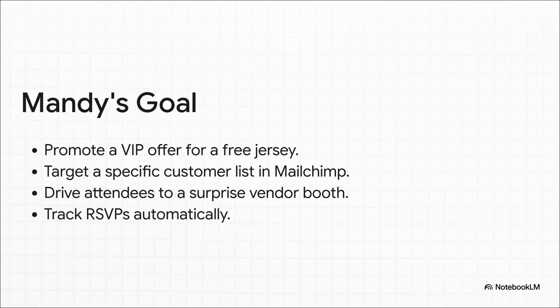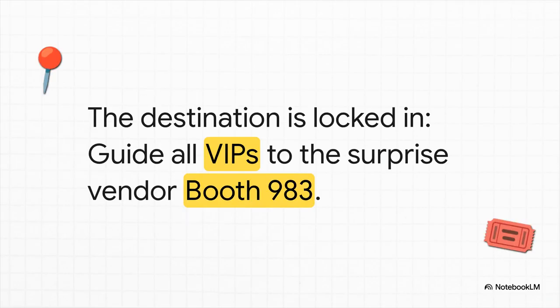She's using her highly targeted customer list in MailChimp to get the word out. The goal is to drive all these fans to a surprise vendor booth. And the most important part? She needs a super simple way to get this on their calendars and automatically track every single person who says yes. So she gets all the details locked in, the promotion is ready to go, the event is set, and the destination is clear, booth 983. Now remember that number. That one little detail, well, it's about to become a very big deal.